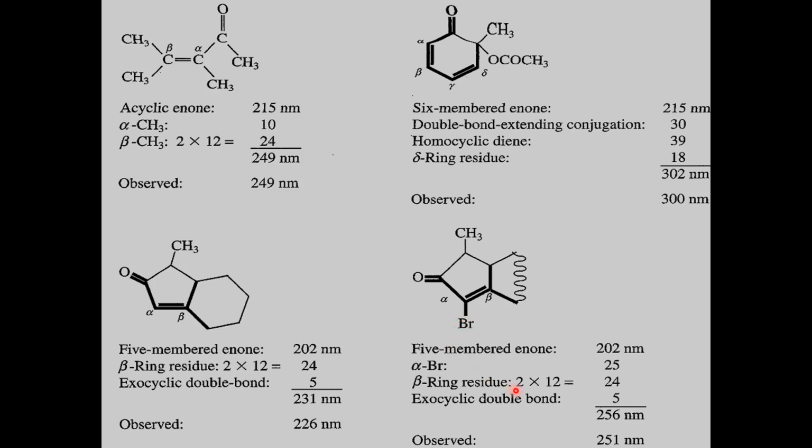This will increase the wavelength by 25 nanometers. Therefore, the calculated value is 256 nanometers. These are some examples for the second type of chromophore.